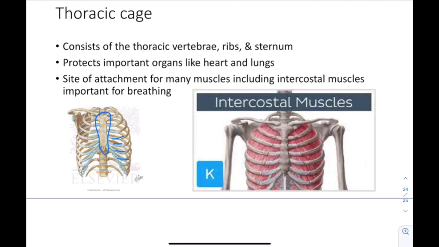It's also a site of attachment for many muscles, like the intercostal muscles, which are important for breathing, and we'll talk more about the intercostal muscles in the musculoskeletal lectures.